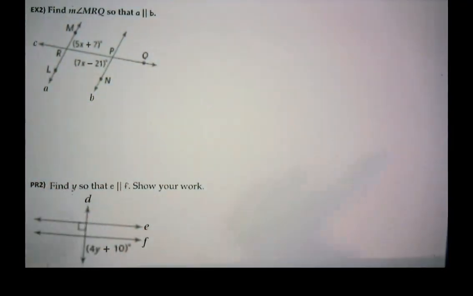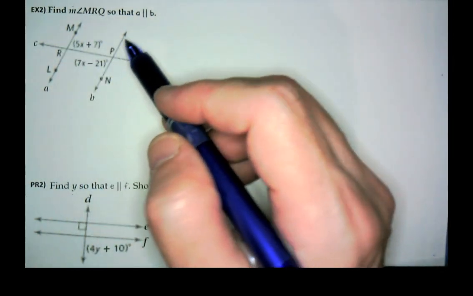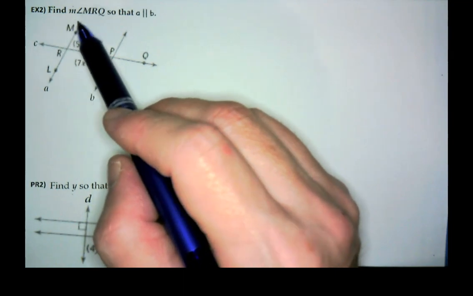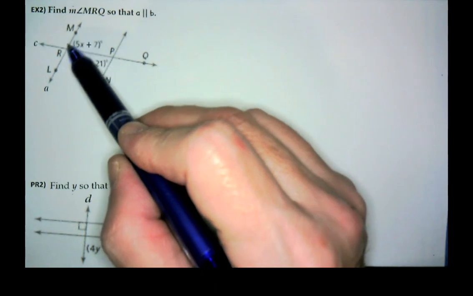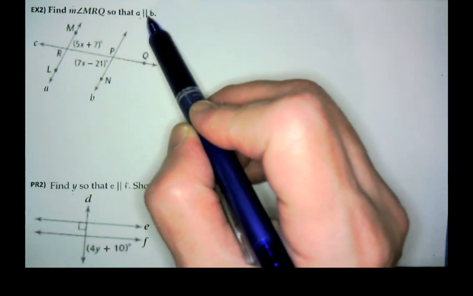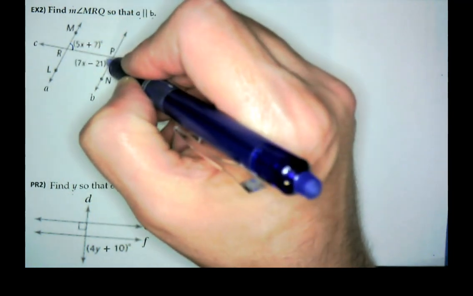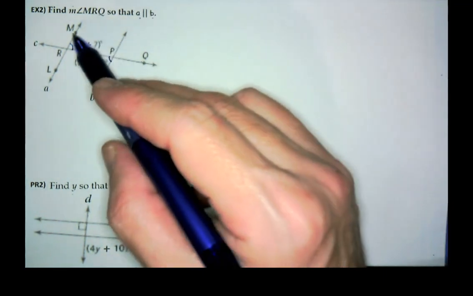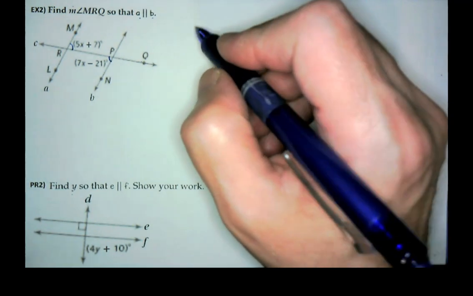Here we are on the next page and we're given this drawing, okay? And if you notice, we don't know that any of these lines are parallel, but the problem is asking us, find the angle MRQ so that line A and line B are parallel. So we want these two lines to be parallel. So therefore, we look at these two angles here. These are alternate interior angles. So if I want these two lines to be parallel, these two angles must be congruent.